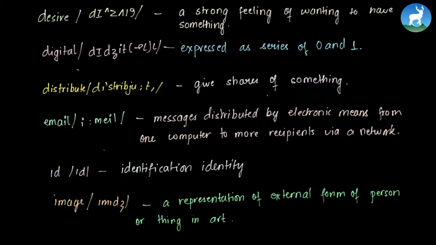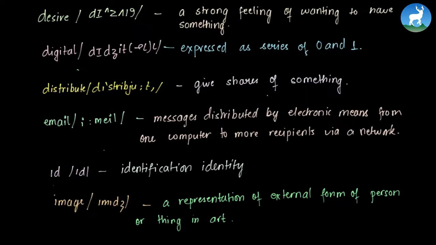So DE comes before DI and DIG comes before DIS. So after DIS comes E. So after D comes E, so email, and after E comes I. So after E, there are no words starting from F, G or H. Directly we have ID. So ID is the next after email in this case.